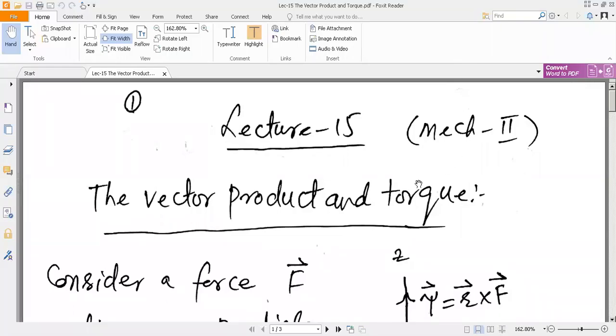Bismillahir Rahmanir Rahim. This is our 15th lecture of Mechanics 2. Here we will discuss the vector product of two vectors and a physical quantity known as torque.